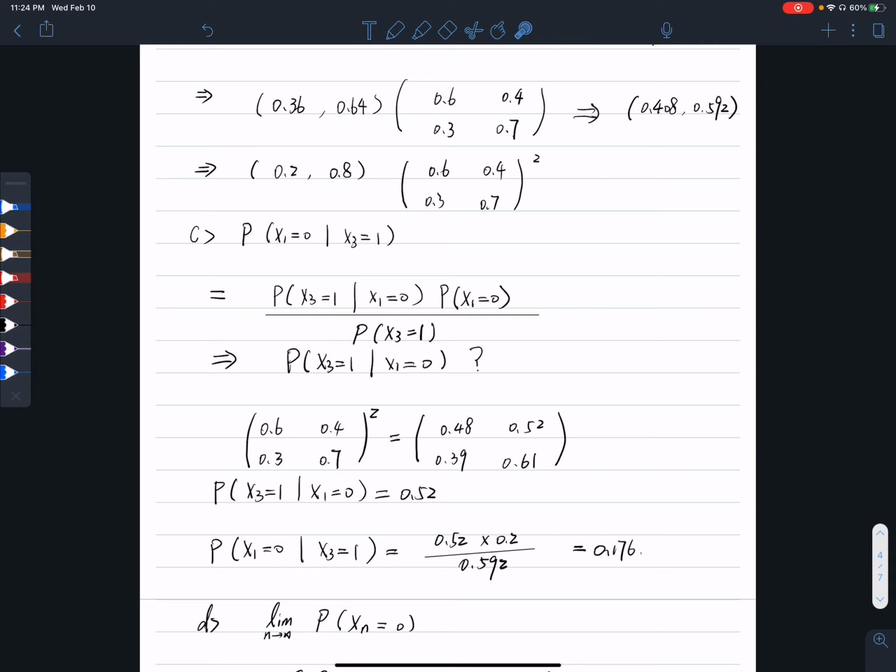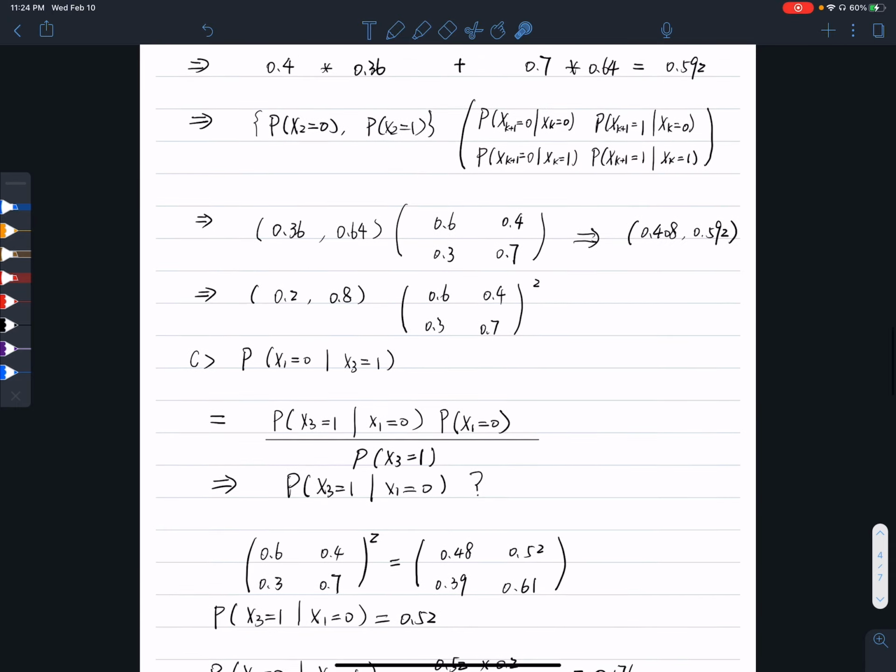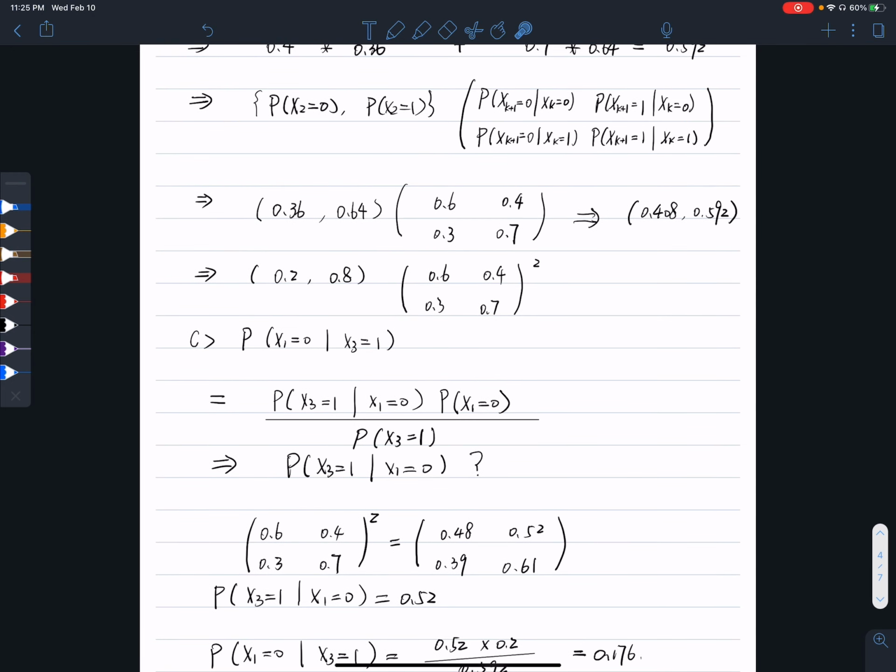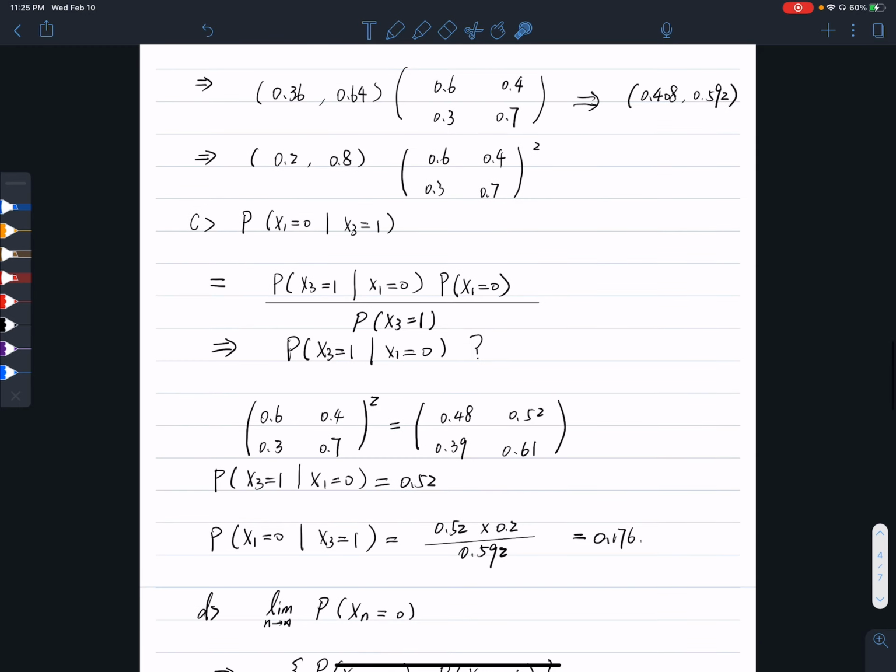So if we want to calculate this probability, we can go back to question 2 like we used here. Given the condition x1 equal to 0 and x3 equal to 1, basically we will calculate the square power, the power of 2. So the matrix 0.6, 0.4, 0.3, 0.7, and the result is 0.48, 0.52, 0.39, 0.61. So here, this one is the probability given the condition x1 equal to 0 and x3 equal to 1.